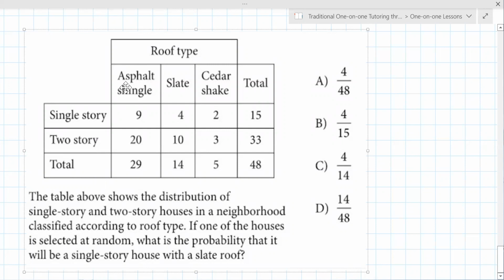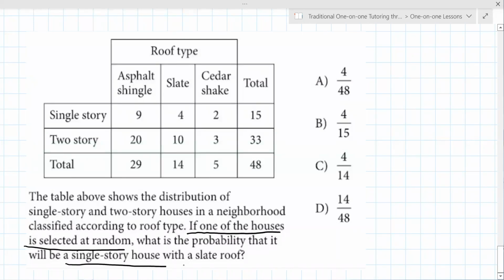Now it says the roof type, there are three different roof types. There's asphalt shingle, that's less common here. Slate, that's also not common. Most houses here have tile roofs, or a flat roof, and then a cedar shake roof. They're classified according to roof type. If one of the houses is selected at random, what is the probability or fraction that it will be a single story with a slate roof?